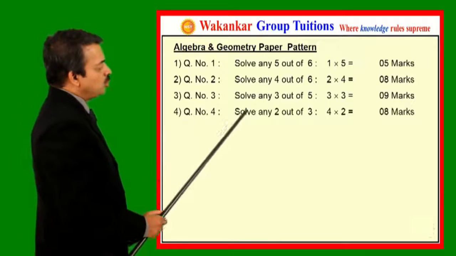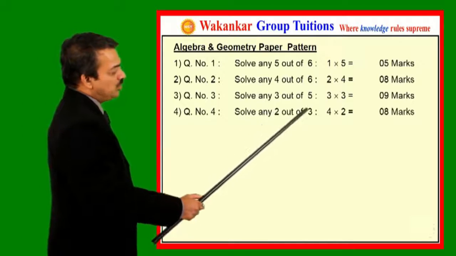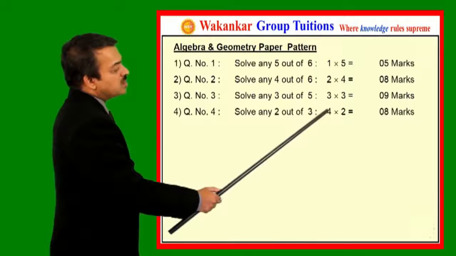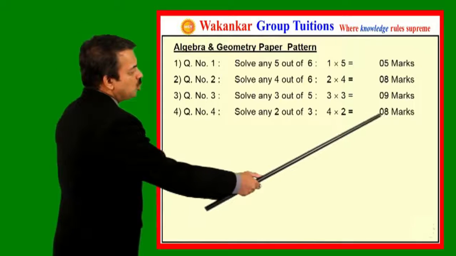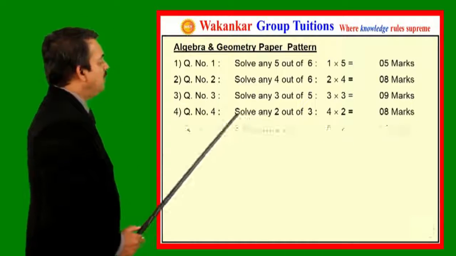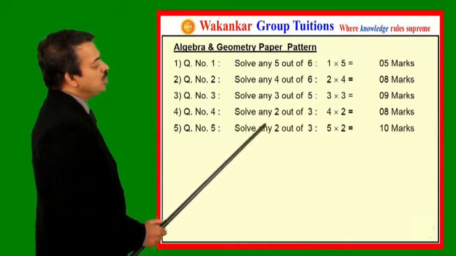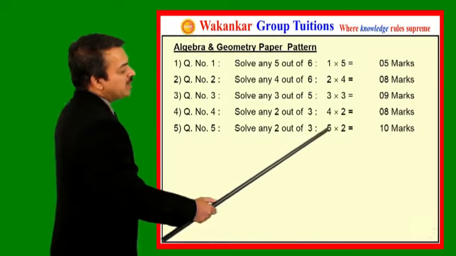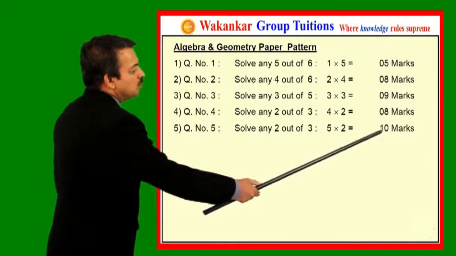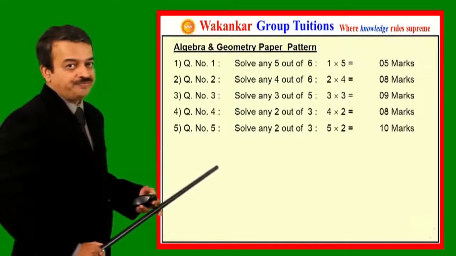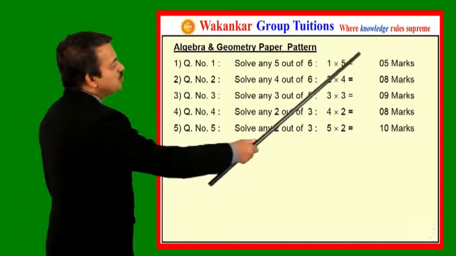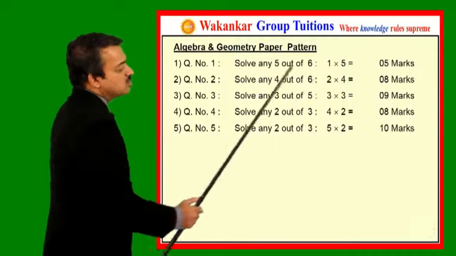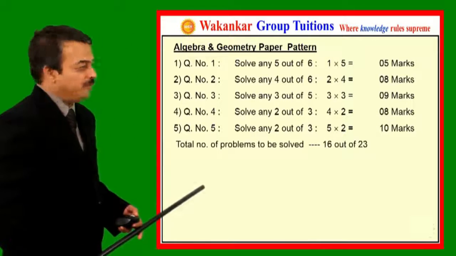Question number 4, you have to solve any 2 out of 3. 4 marks for each question, so total marks are 8. And your last question, you have to again solve any 2 out of 3. Each carries 5 marks, so total 10 marks. That is the distribution of your 40 marks of your entire paper.